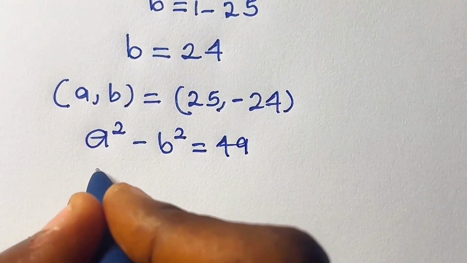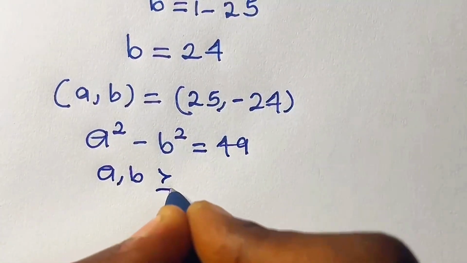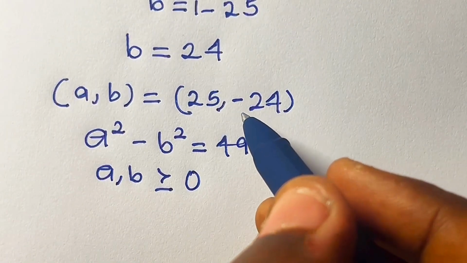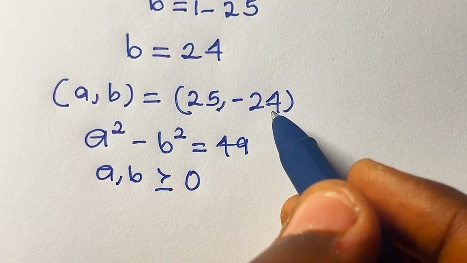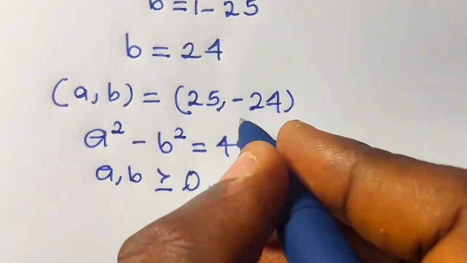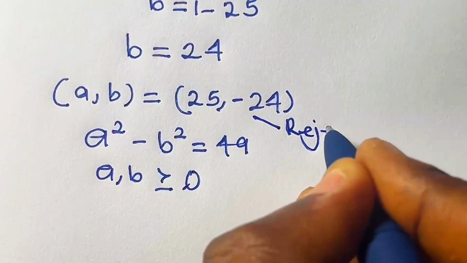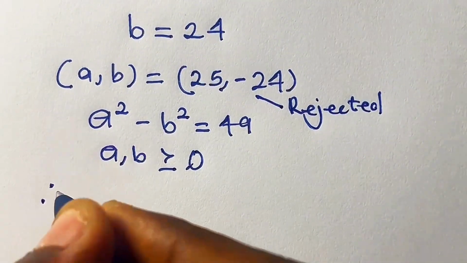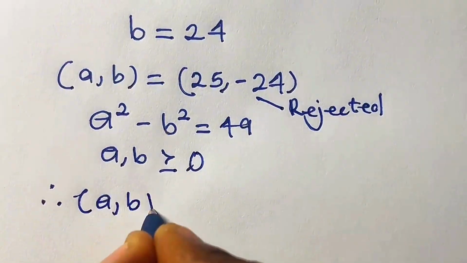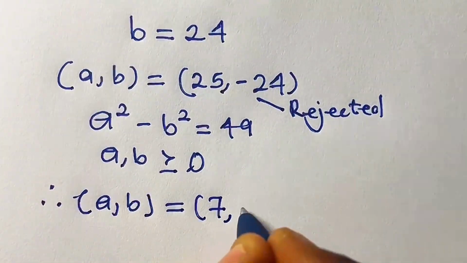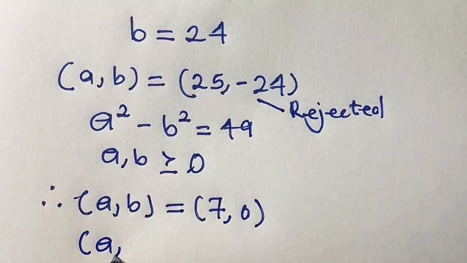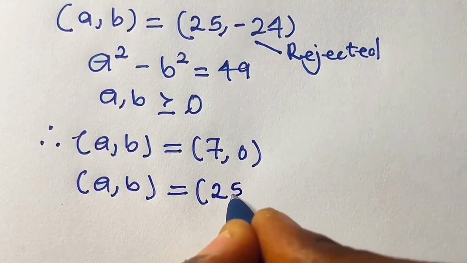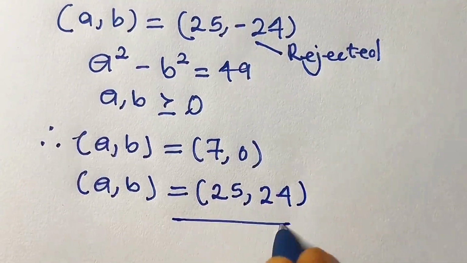But don't forget that our given equation is a square minus b square equals 49, given that a and b must be greater than or equal to 0. If we look at this, you will see that this value of b here is less than 0. So meaning we will reject this. So the real solution is therefore a comma b equals 7, 0, or a comma b equals 25, 24. So this is the final answer.